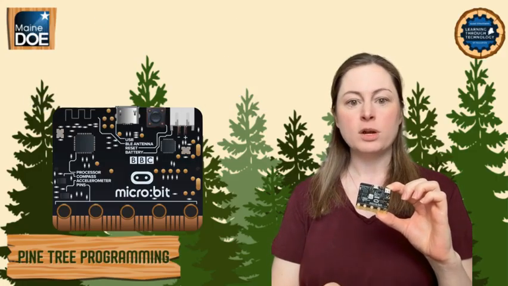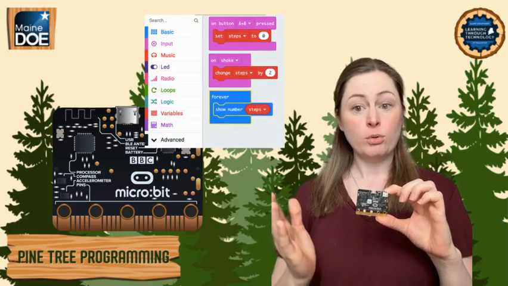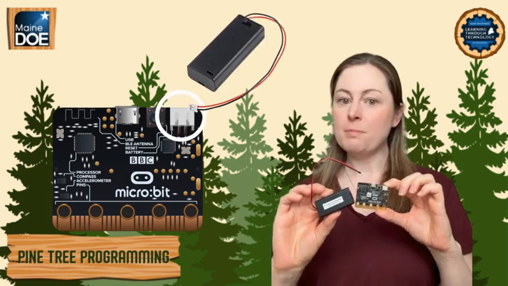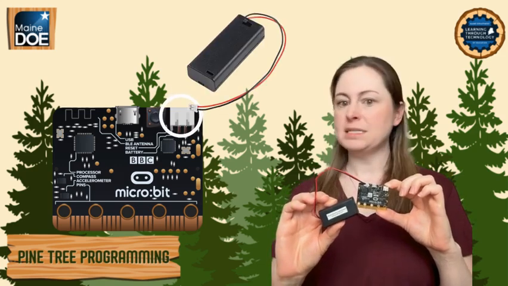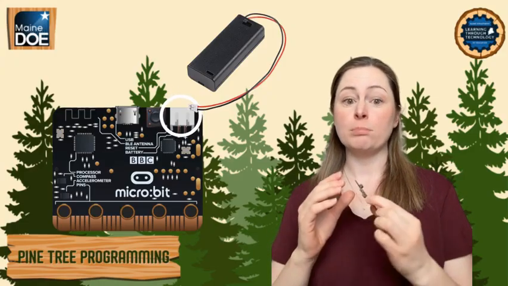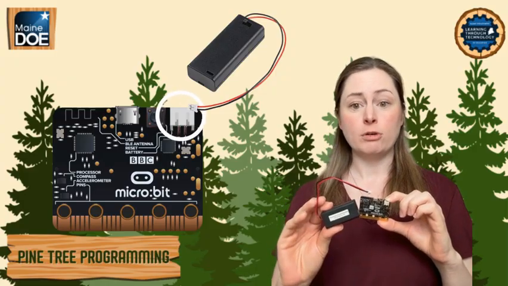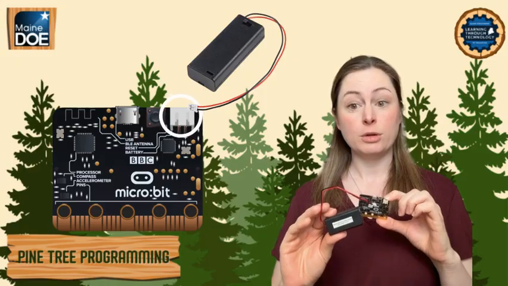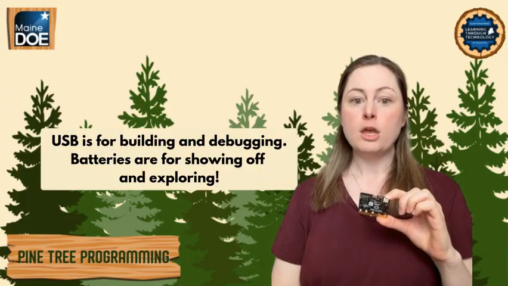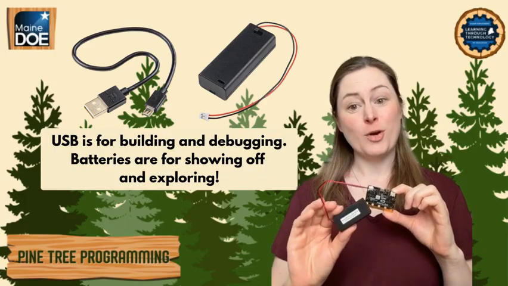If something isn't working when you're plugged in with the USB, that tells us the issue is probably the code and not the power. The battery pack comes later. The battery only gives power. It doesn't send code. So your program has to already be flashed before you unplug. Battery packs are great for projects that move or travel, but they can run out of power or get loose, which makes debugging harder. So remember this rule: USB is for building and debugging, but batteries are for showing off and exploring.